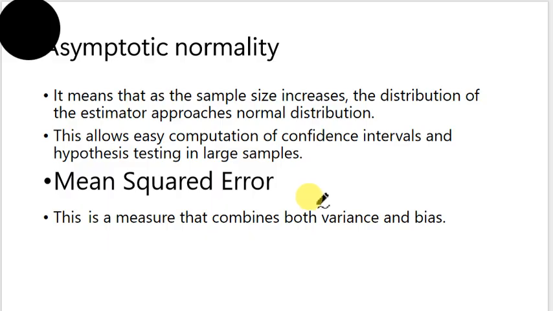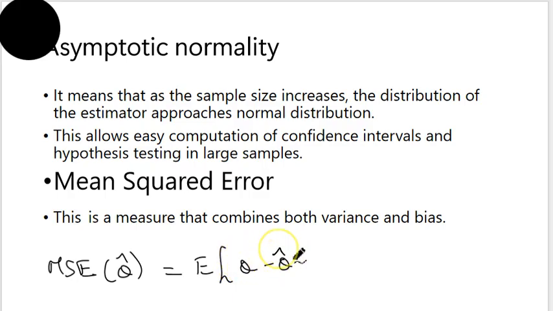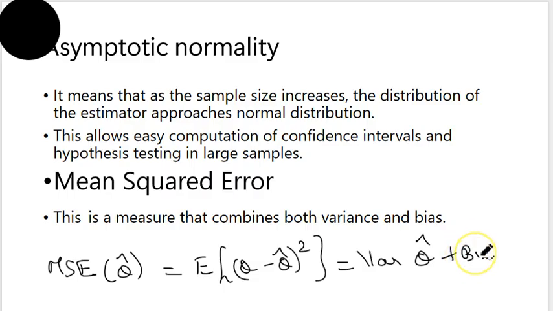The sixth property is mean squared error or MSE. This is a measure that combines both variance and bias. If theta cap is the estimator of theta, then my MSE of theta cap is nothing but expectation of theta minus theta cap the whole squared. And this amounts to the variance of theta cap plus the bias of theta cap squared.